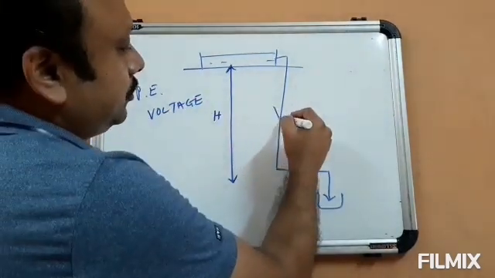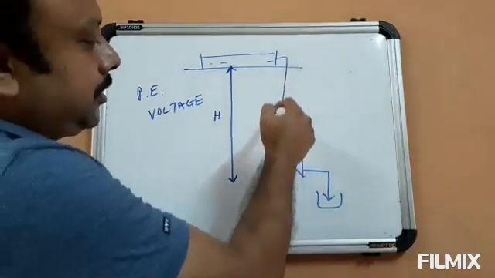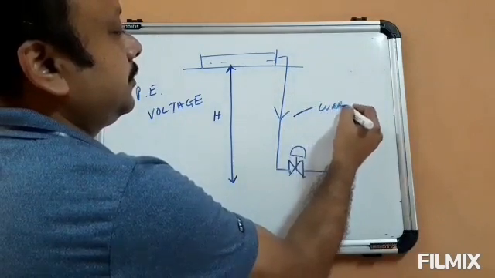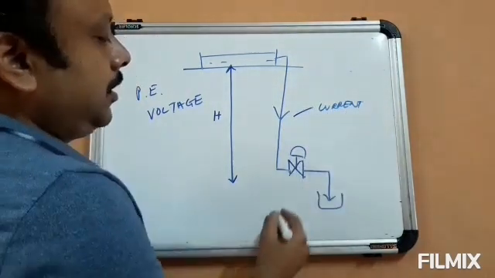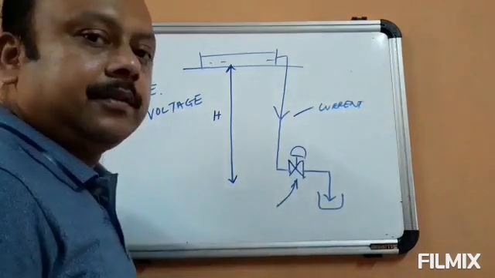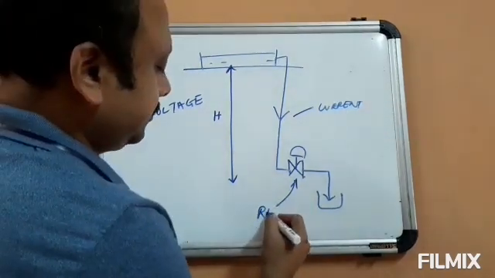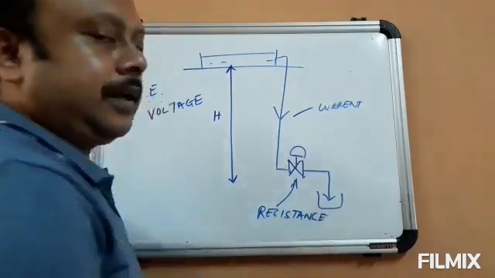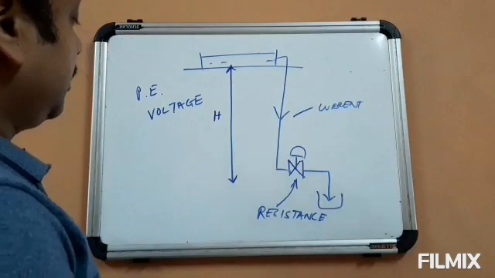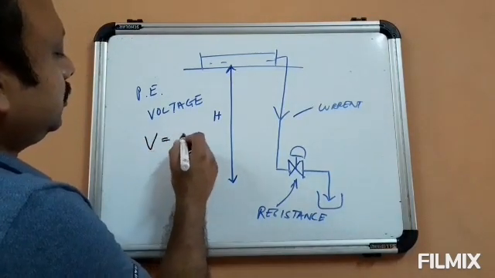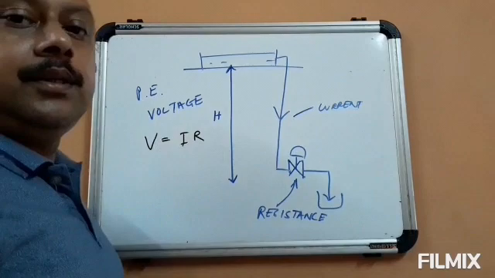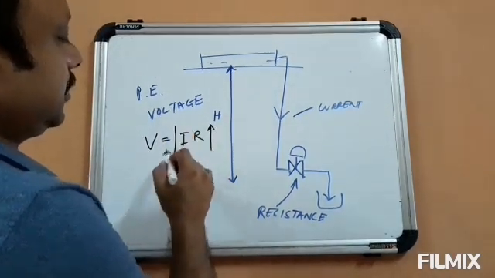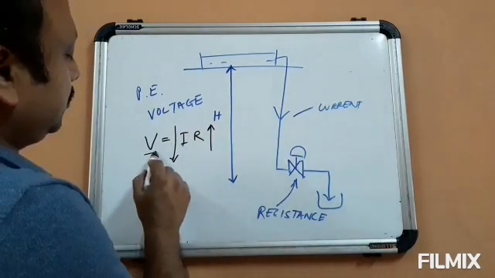Now the current that flows through, or the water current that flows through this pipe, is equal to the current, where the opening of the valve is treated as the resistance. The more the opening of the valve, the less the resistance. Now we take our formula V equal to IR. We see that when you increase the resistance, there is a decrease in the current for a fixed amount of voltage.